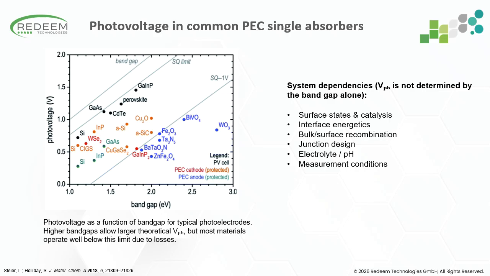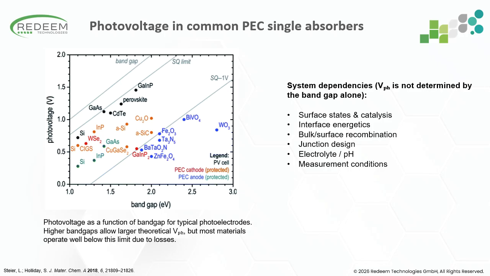Maybe to summarize a little bit here, this graph compares the photovoltage of different photoelectrode materials with their band gap. And in principle, a larger band gap allows a higher photovoltage, but the measured values are usually well below the theoretical limit. The important point here is that the achievable photovoltage is not determined by the band gap alone. It also depends on how efficiently charges are separated and collected, how much recombination occurs in the bulk and at the surface, and how quickly the surface reaction proceeds.